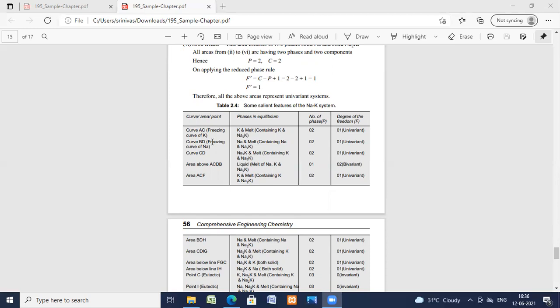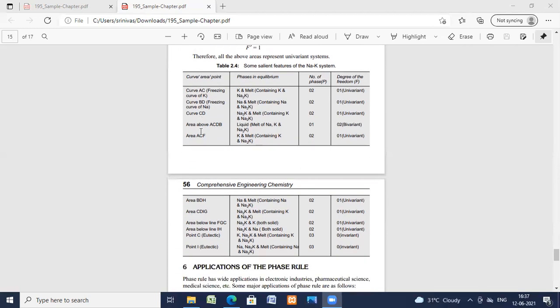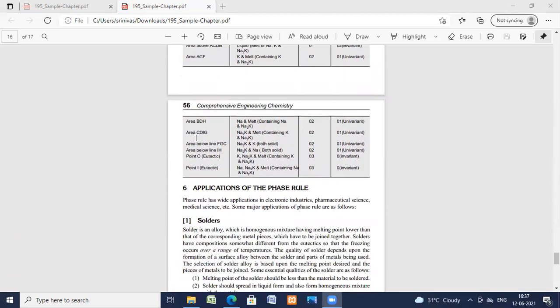Now let us see the area of ACF. ACF, there potassium and the melt. Again, phases 2, univariate. Now area BDH. So area BDH, sodium and the melt, containing sodium and intermetallic compound. Phases are 2 and univariate.